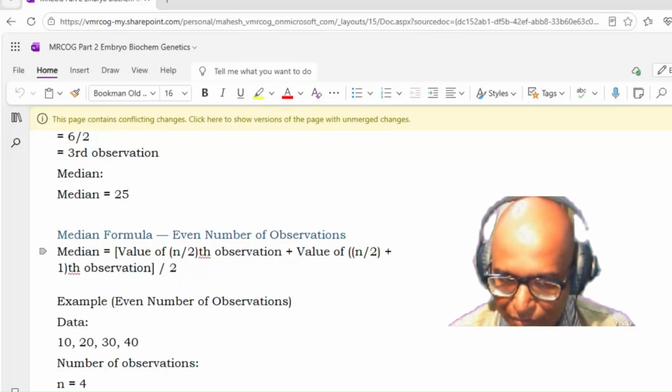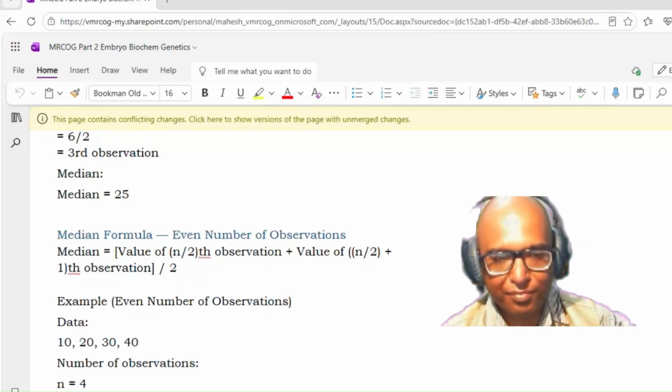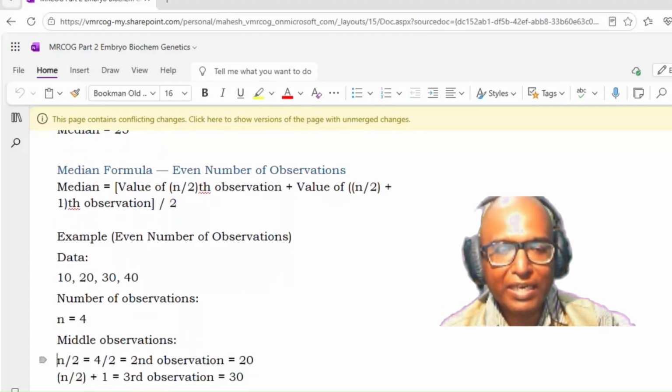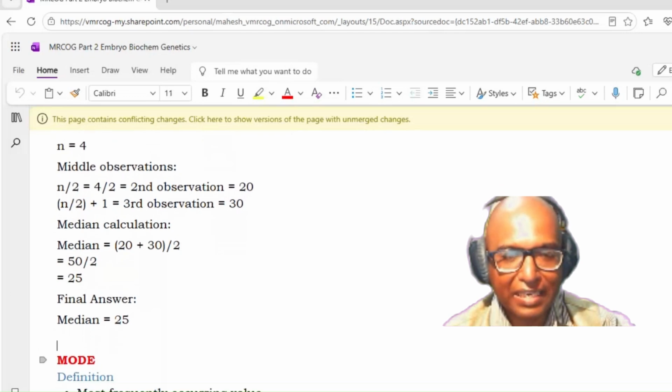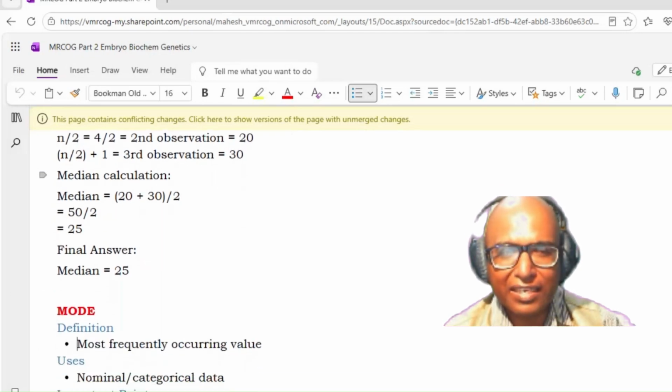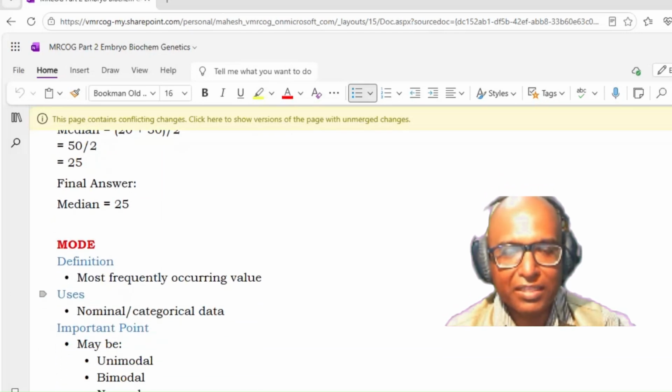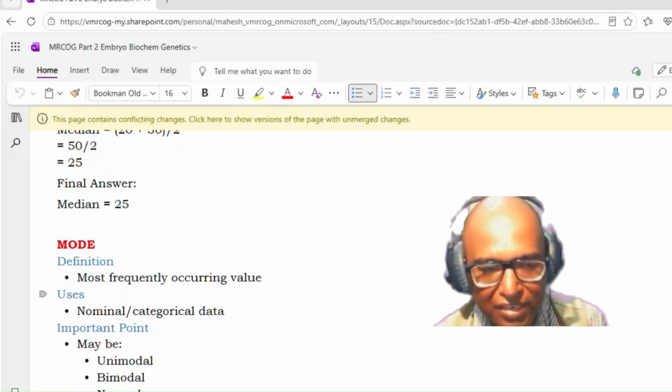Is it clear? Yes, sir. Yeah. And this is a very frequently asked question. Practically you have to calculate. The only thing is that they give very simple figures, hardly 8 figures they will give as observations.